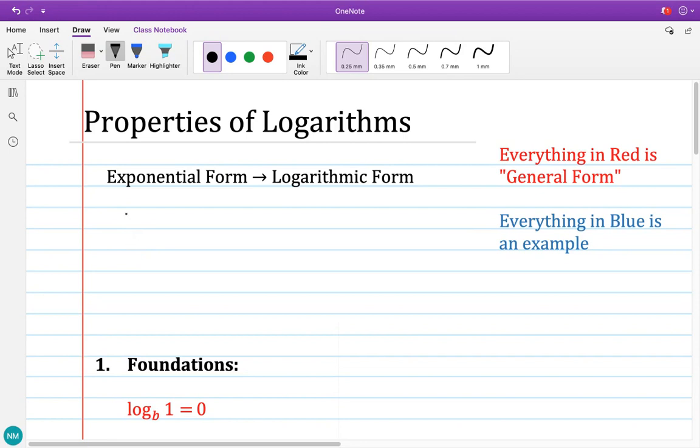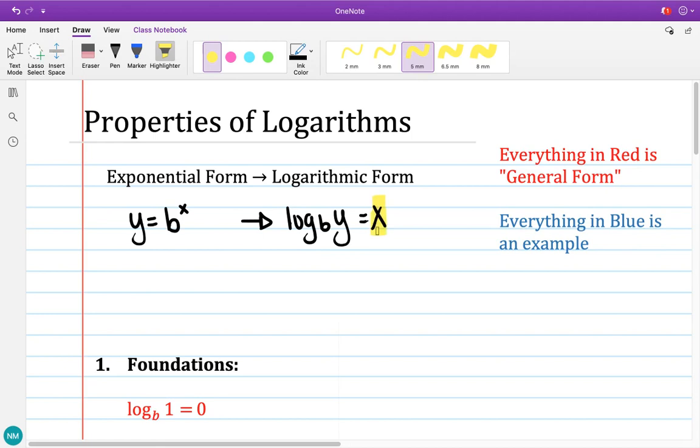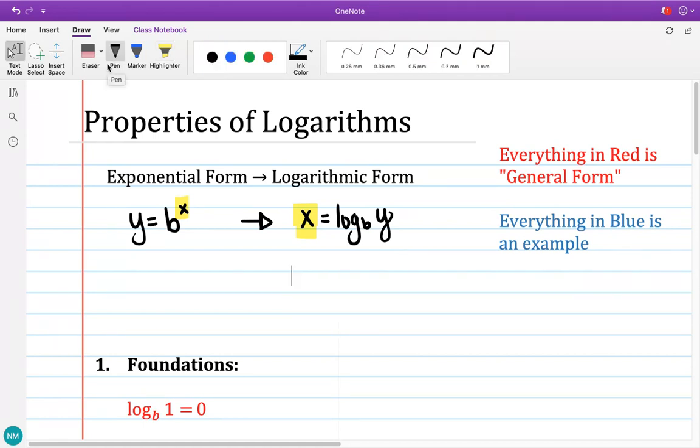So if I have something like y equals b to the x, it's the same thing as saying log base b, right? The base is always the same. Log base b of y is equal to x. The key, and I will repeat it a million times, is that, and I'm actually going to rewrite this because I think it's so valuable, x is equal to log base b of y. We are solving for an exponent. A logarithm is an exponent, and that is really crucial for today's lesson.